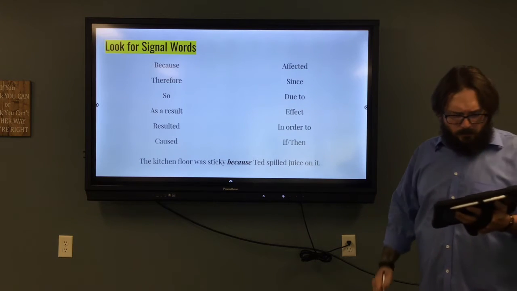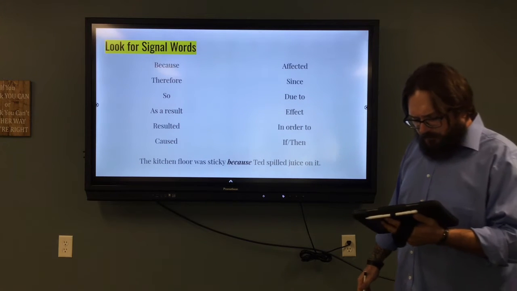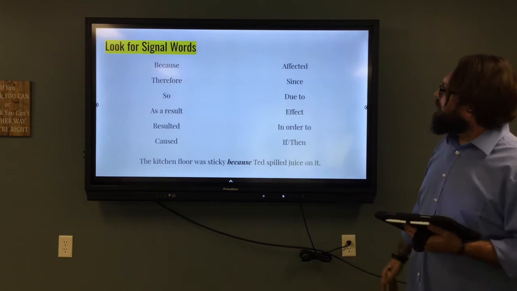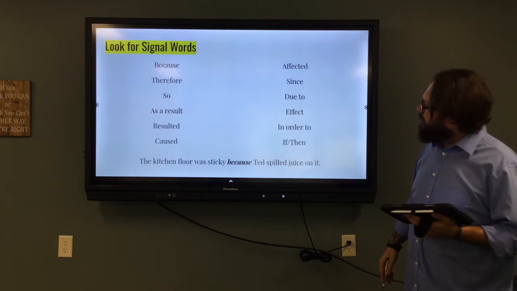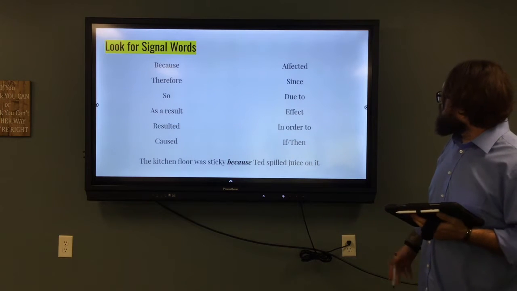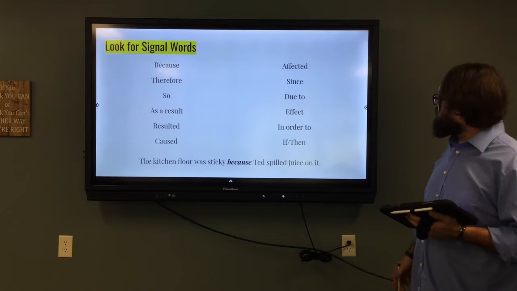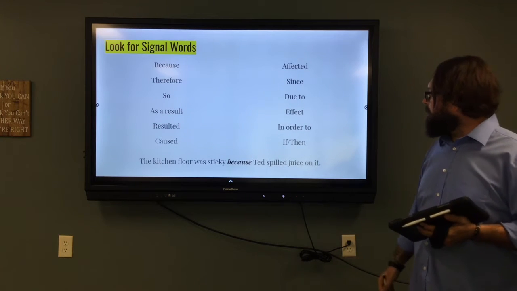Some signal words to help us identify a cause-effect relationship. For causes, the ones on the left-hand side: because, therefore, so, as a result, resulted, caused. And then the effects would be: affected, since, due to, effect, in order to, if, then.